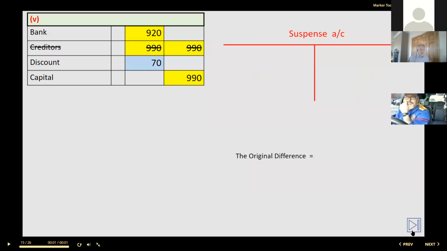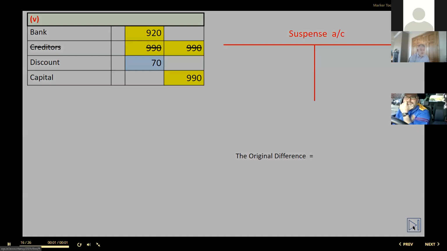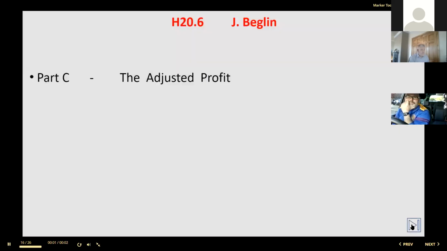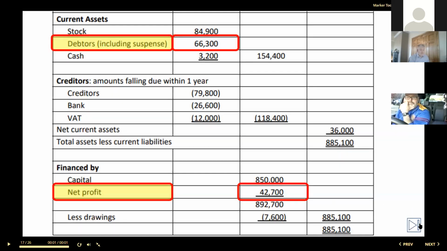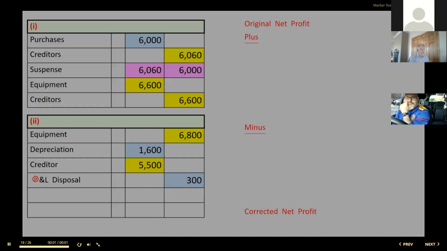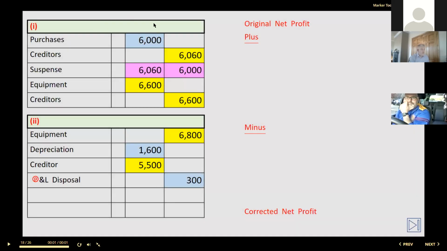Take note of that. I'm going to need it for the balance sheet. Move into part C. Time to adjust the profit. Okay, what's the profit? It's 42,700, right? 42,700. Okay, so we're starting with 42,700. Go down the left column. Is there anything there changing profit?